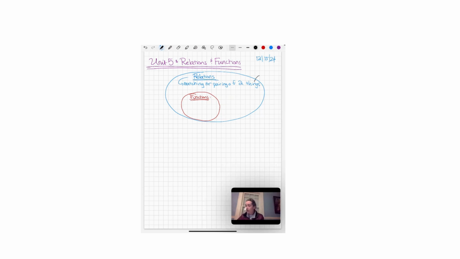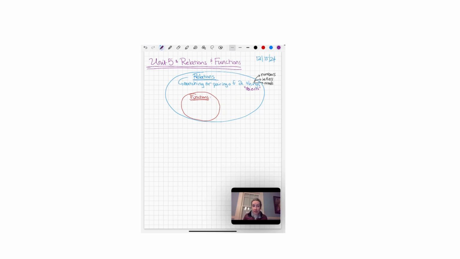So those things could be numbers. Let's be honest, we're math folks. It's often numbers. But it also could be letters. It could be words. It could be other stuff. Math people have a super general term for numbers, letters, and words. Things is not the word they use. They call it objects. The math word for things is objects. Okay. So we're matching and pairing.